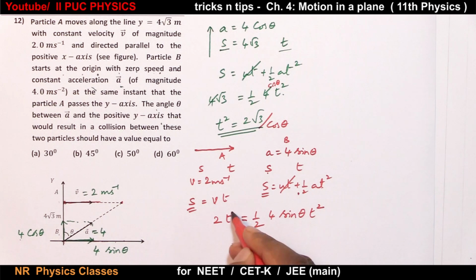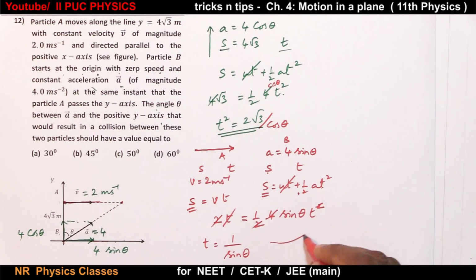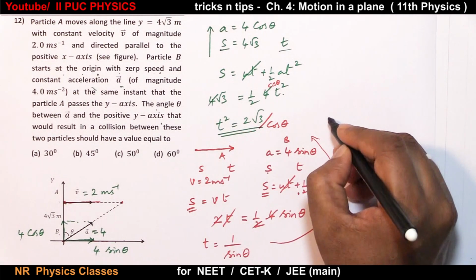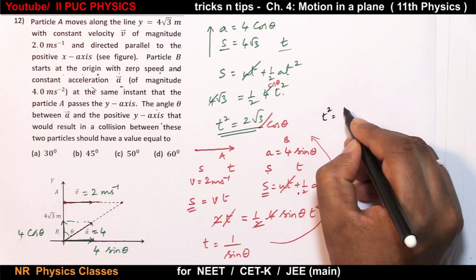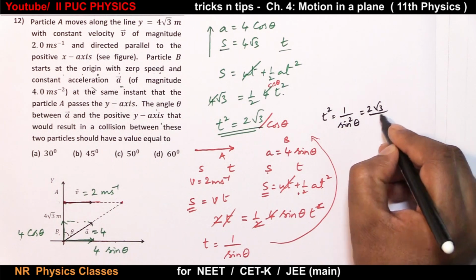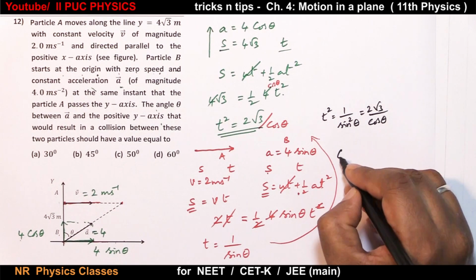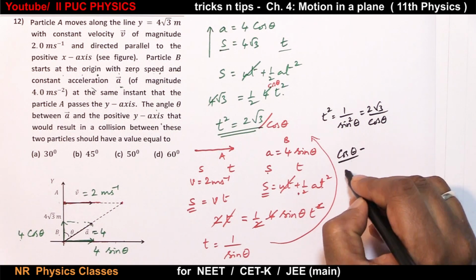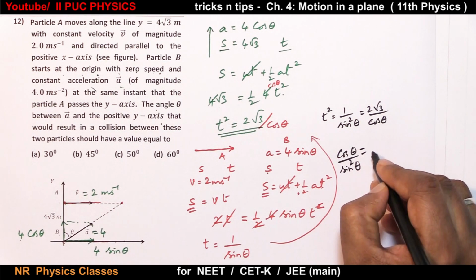Now observe this equation. T gets cancelled. 2 to 4, that 4 gets cancelled with this. Therefore t equals 1 by sine theta. So t is 1 by sine theta, but what we want is t square. Let me substitute from here to this equation. T is 1 by sine theta, so t square is 1 by sine square theta, which is equal to 2 root 3 by cos theta, or cos theta by sine square theta equals 2 root 3.